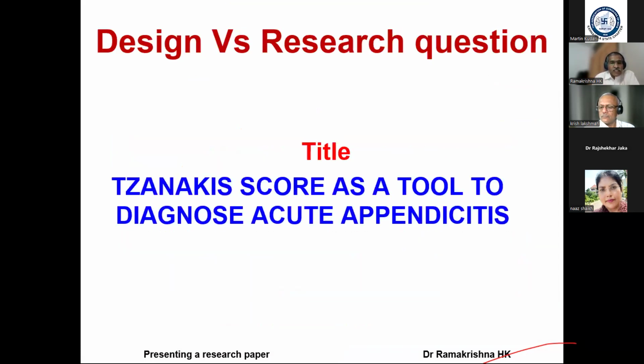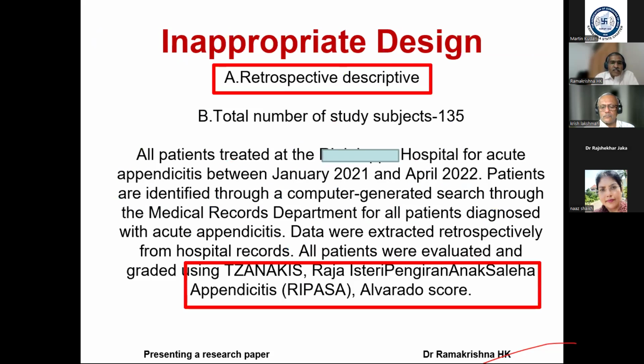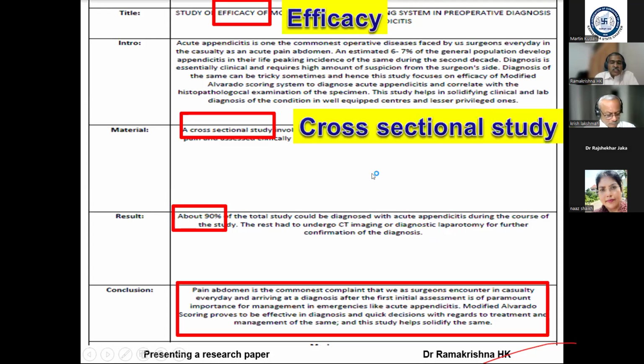And the study's design should be appropriate to the research question. For example, in this, he's trying to study a particular scoring system in diagnosing acute appendicitis, and he has designed a retrospective descriptive study. His sample size is 135 patients, and he has taken case papers. And 3 different types of scoring systems are compared here. It is very, very unlikely that all these previously written case sheets of 135 patients will have all the data points required to calculate these 3 different scoring systems. So integrity is questionable here.